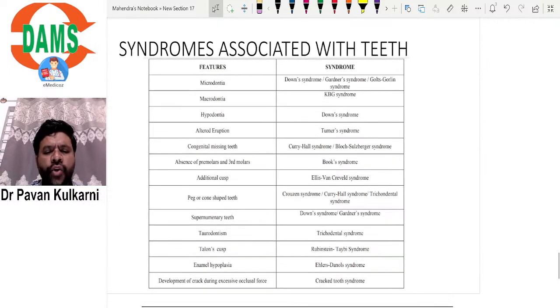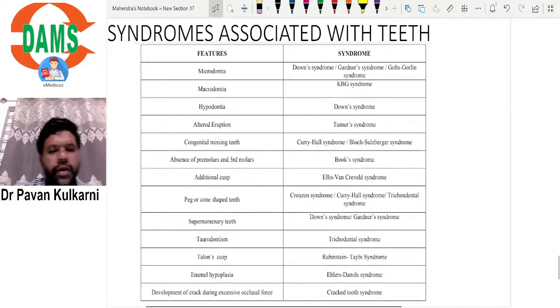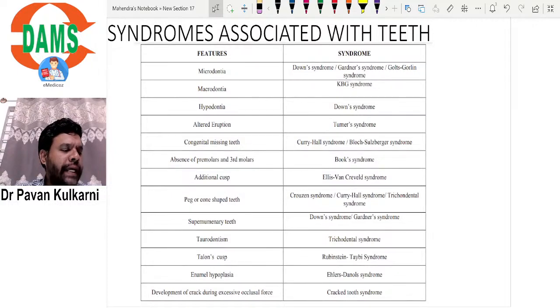Lastly, what are the syndromes associated with the teeth? Now let me enlarge this a little. Microdontia is associated with Down syndrome. Remember, small teeth, where do you see them? You basically see this in Down syndrome and Gardner syndrome, two important syndromes. Macrodontia is associated with a syndrome called KBG syndrome.